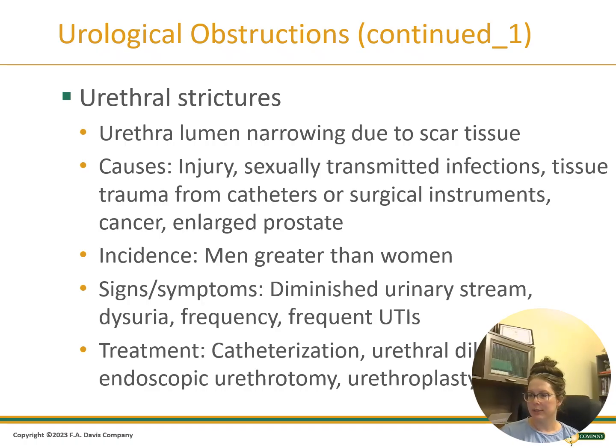Okay, so urethral strictures. This is going to be where the urethral lumen is narrowing due to scar tissue. What can cause that is injury, STIs, tissue trauma from catheters or surgical instruments, cancer, enlarged prostates. We see the strictures a lot more in men than women. Signs and symptoms to look for would be a diminished urinary stream, dysuria, frequency, frequent UTIs. Treatment of this is usually going to be catheterization, urethral dilation, an endoscopic urethrotomy, urethroplasty, or a stent placed.